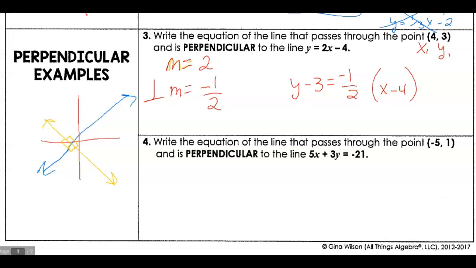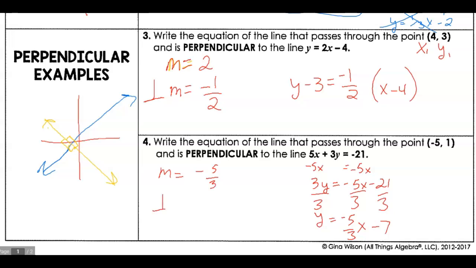All right, this one you have to switch from standard form over. So I subtract 5x. 3y equals -5x minus 21. Divide by 3. And y equals -5/3 x minus 7. So I subtracted my 5x. We always subtract our x's first, then we divide everything by our y's. So I have a slope of -5/3.